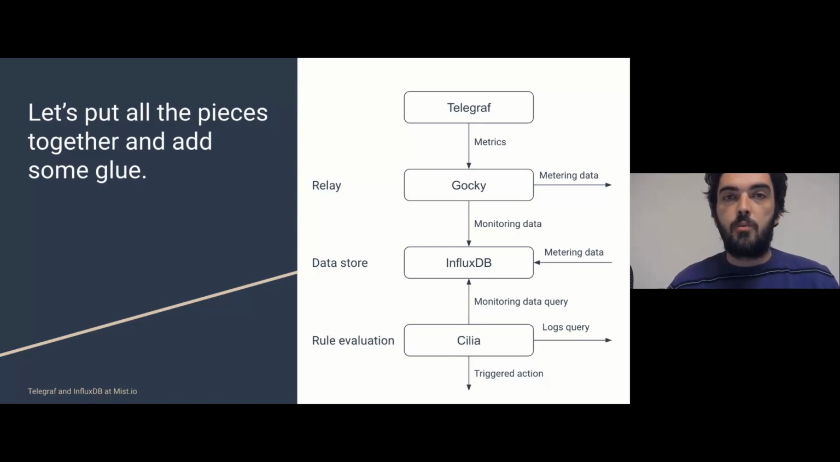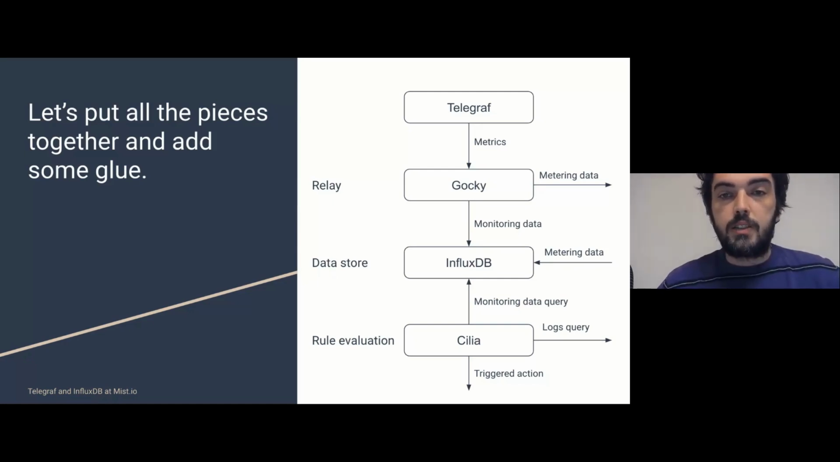First of all, it pushes all the monitoring data to InfluxDB, but it also keeps track of metering data, like how many metrics I have ingested and things like that. And then everything gets stored in InfluxDB. And from there, we have another component we call Cilia, which is constantly querying the monitoring data as well as log data, which we store in Elasticsearch, and triggers specific actions when user-defined conditions are met. So Cilia is the rule evaluation component of all this.